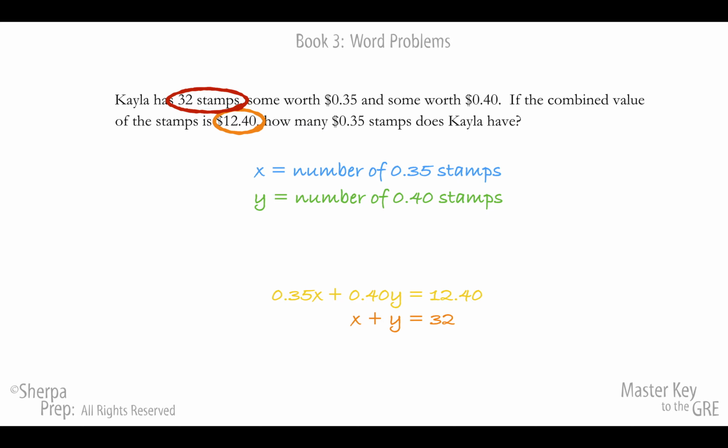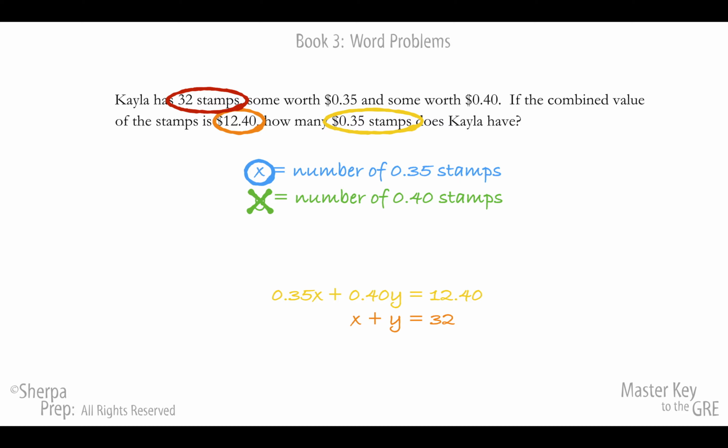Now, keep your eye on the prize. What's the question after? How many 35-cent stamps does she have? In other words, how many X-type stamps does she have? If we want to figure out the X stamps, notice we don't really care about the Y stamps. So we've got to figure out a way to get rid of the Y's and to solve for X. Let me give you some ideas to make this easy.